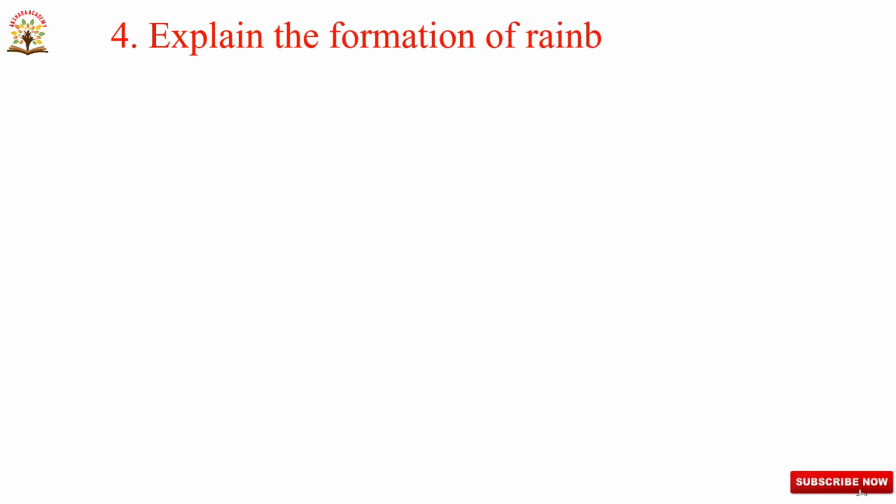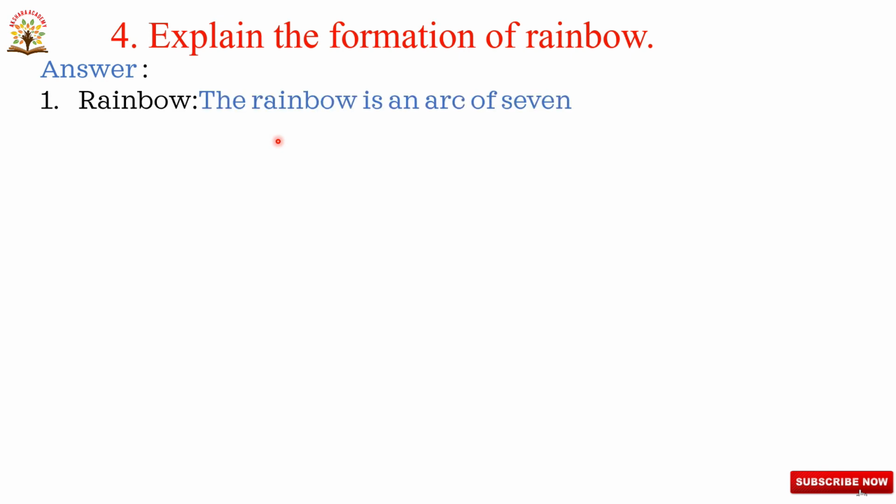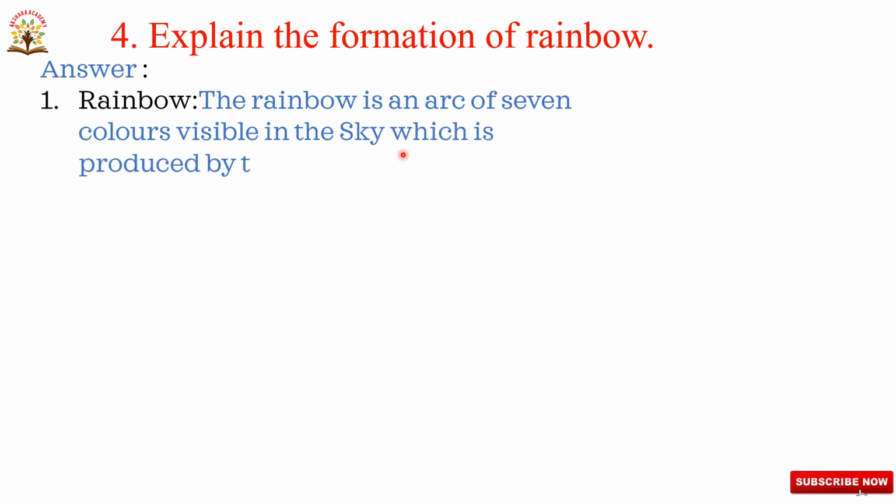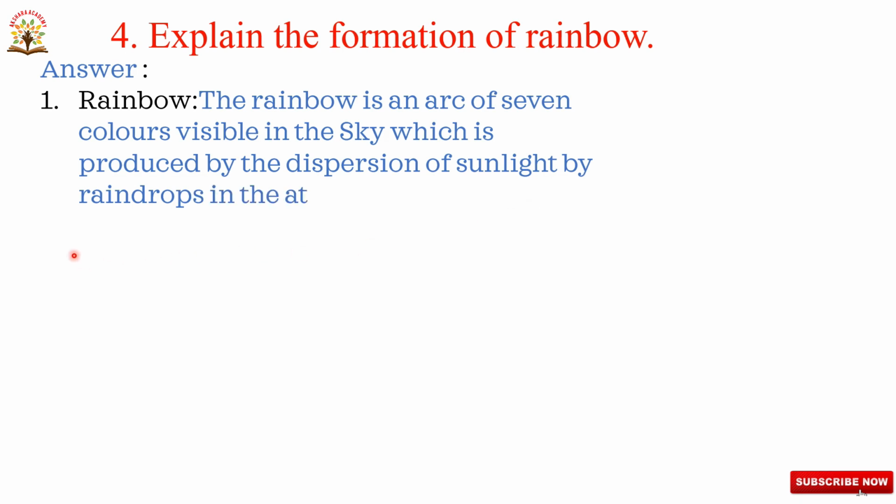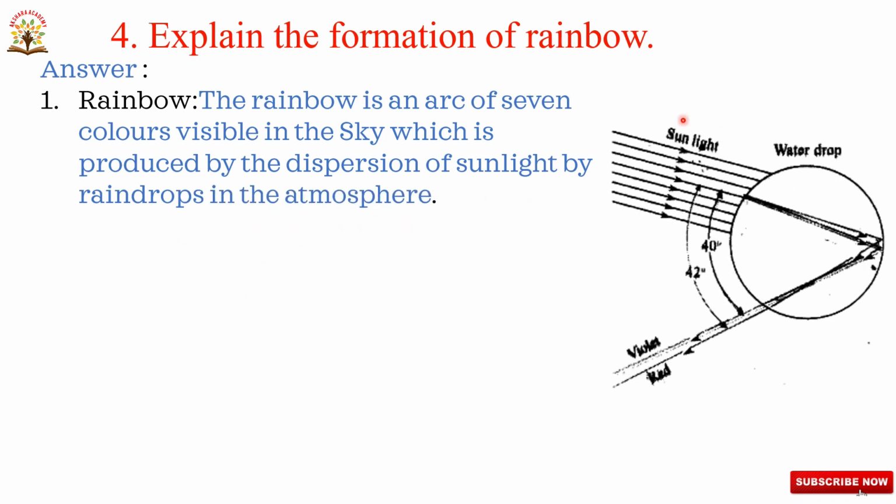Explain the formation of a rainbow. Now we'll discuss the answer. The rainbow is an arc of 7 colors visible in the sky, which is produced by the dispersion of sunlight by raindrops in the atmosphere. This is a diagram showing the formation of a rainbow.